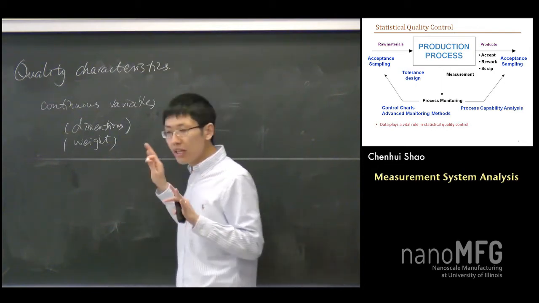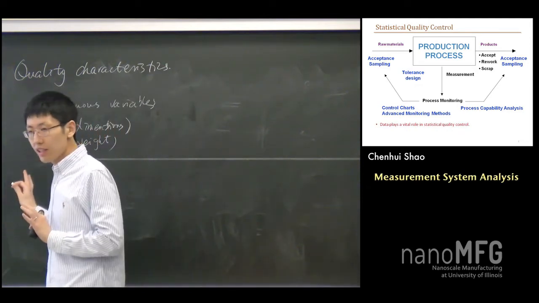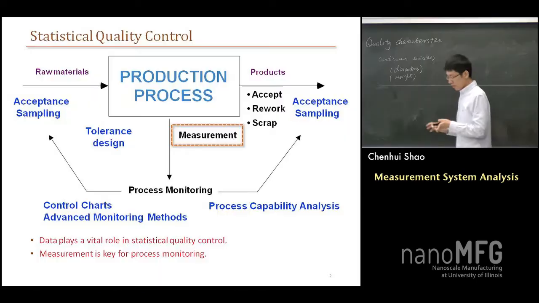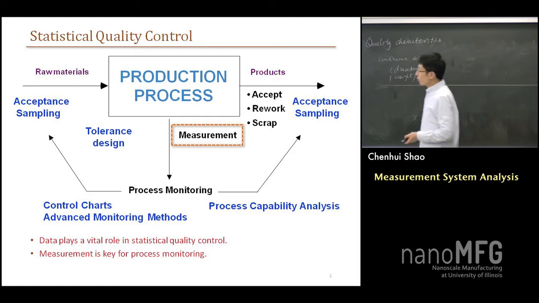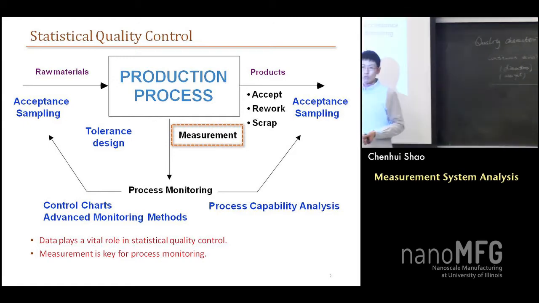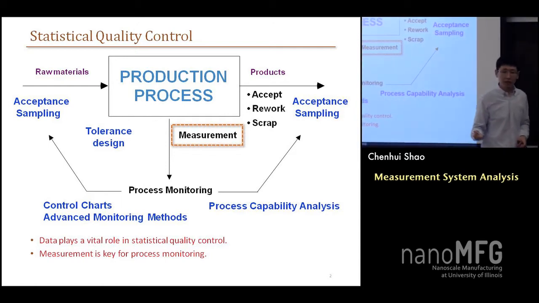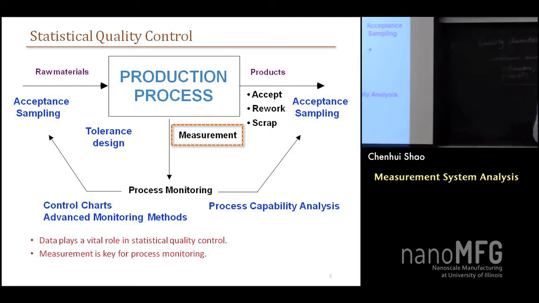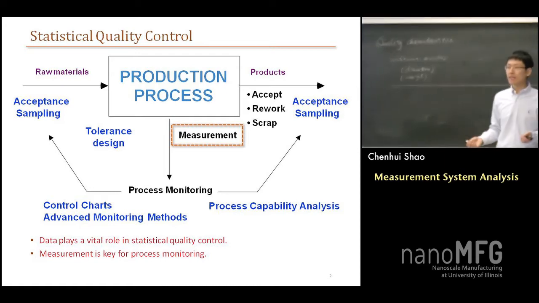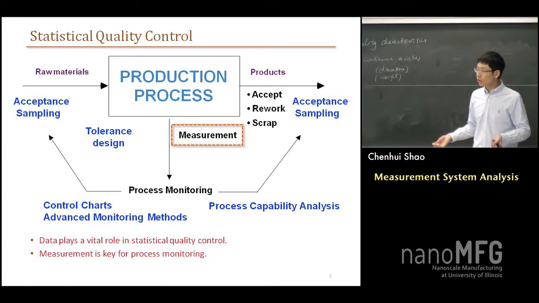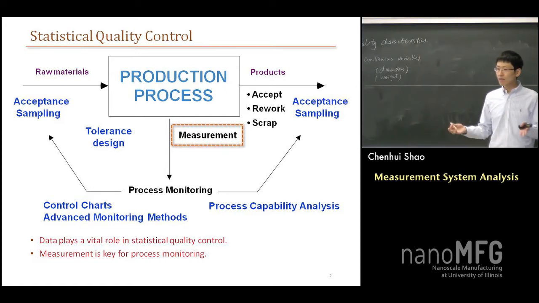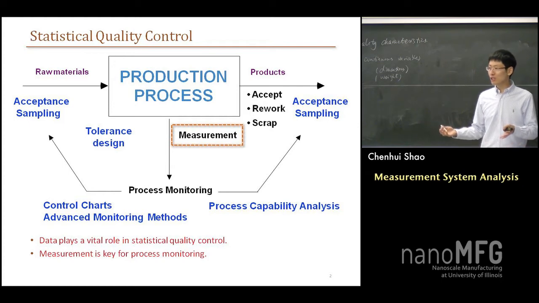Okay, but there's one important assumption here: your measurement should be reflecting the truth. All right, this is an assumption that we make for every experiment, for every production line. But is it really true? Have you ever doubted about the precision or accuracy of your measurement systems?